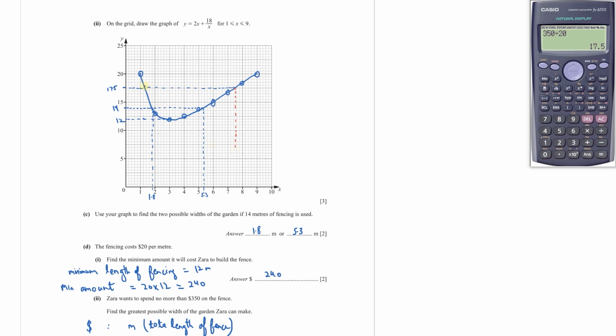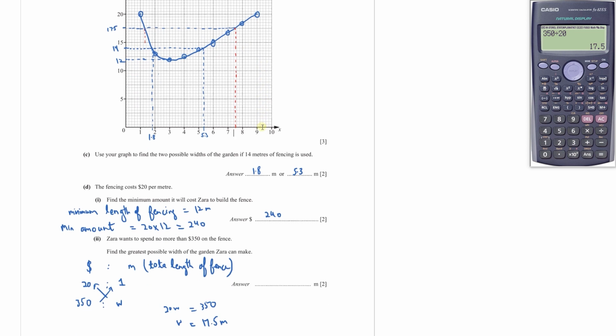This is also one possible value if I go down like this, but this is smaller than this width. So we are looking for the larger value of the width, given that the total length of the fence is 17.5 meters. So this will be 7, 7.2, 7.4, 7.5. So this is around 7.5 meters, the greatest possible width of the garden if she wants to spend a maximum of $350 on the fence.